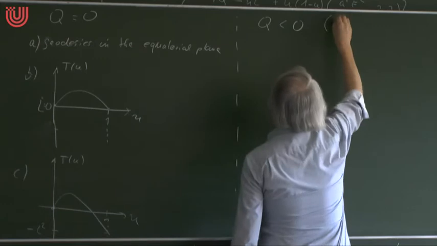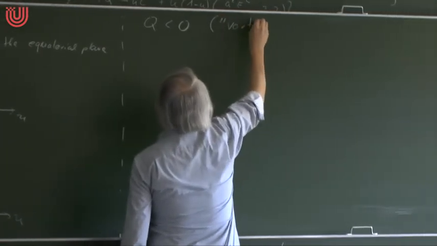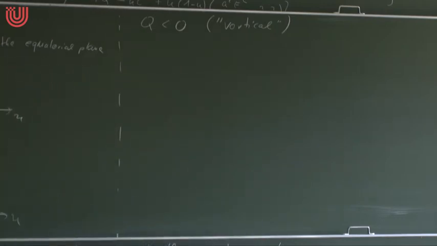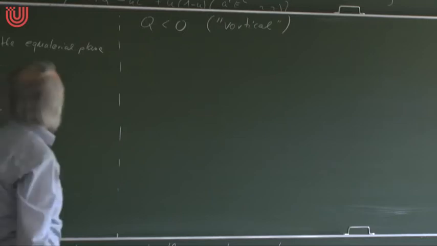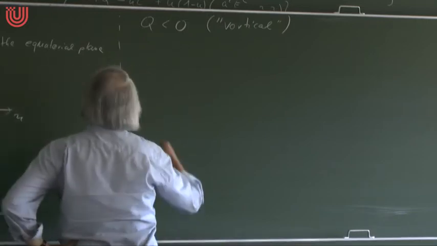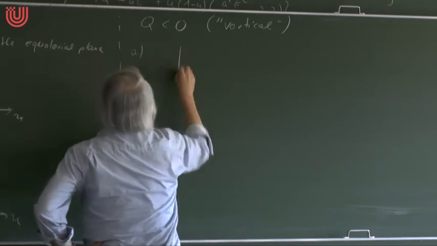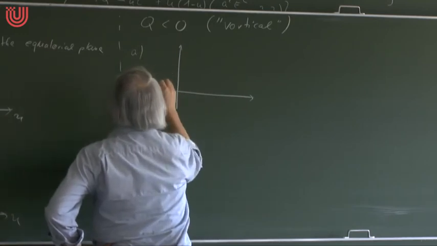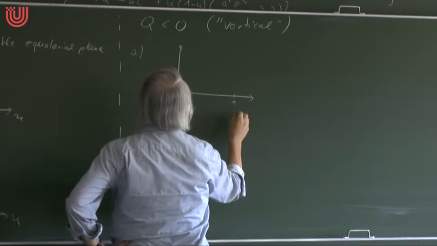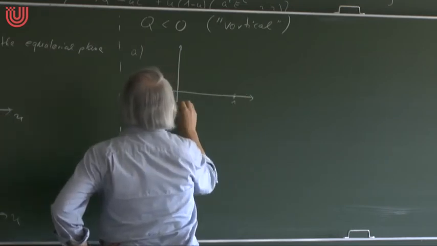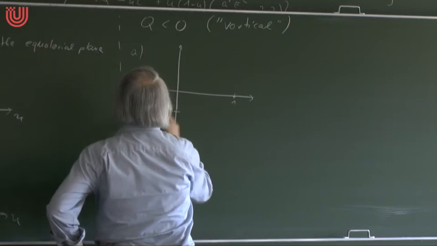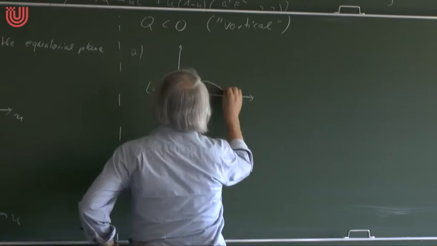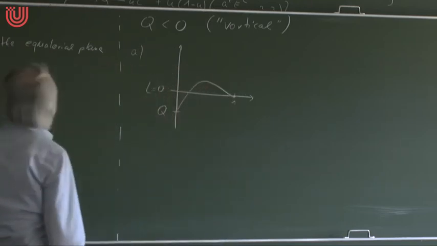And these are the geodesics which are called vortical. Maybe you have heard this name. And that's something which doesn't exist in the Schwarzschild spacetime. It's characteristic of Kerr and other rotating spacetimes. So what can we have if Q is smaller than 0? Let's again do the case L equals 0 first. So then it has to go through this point, but Q is now smaller than 0. So the only case would be something like that.